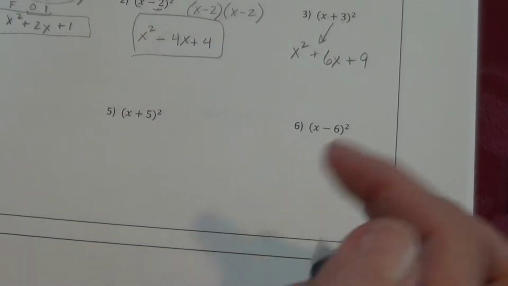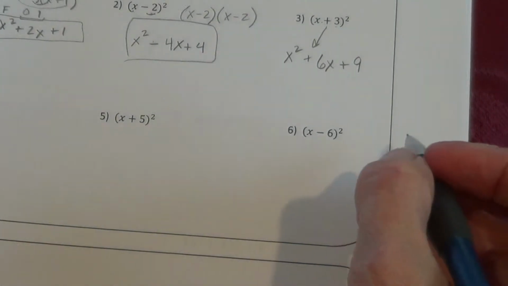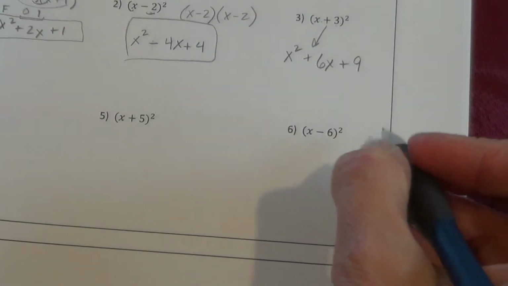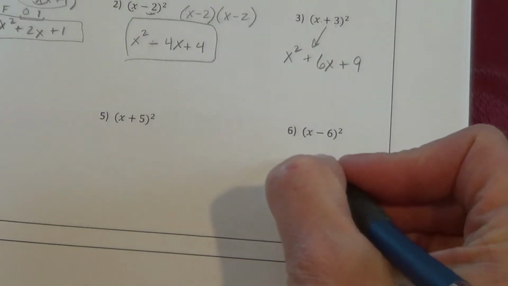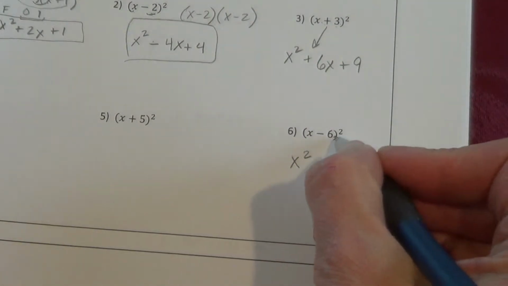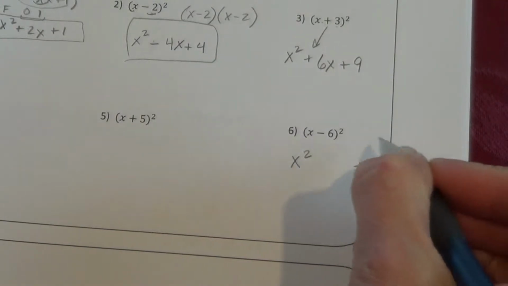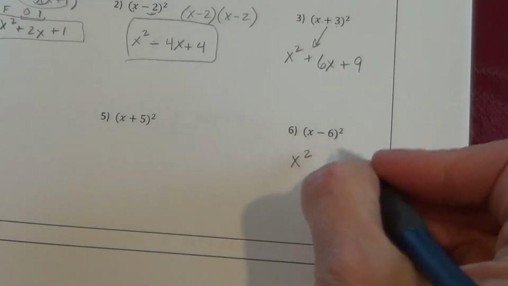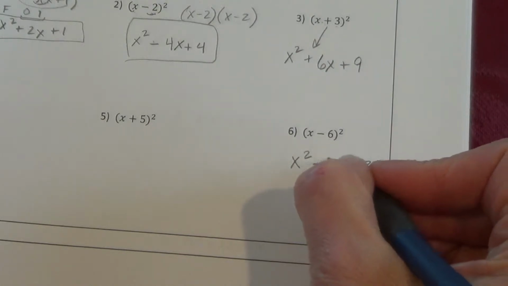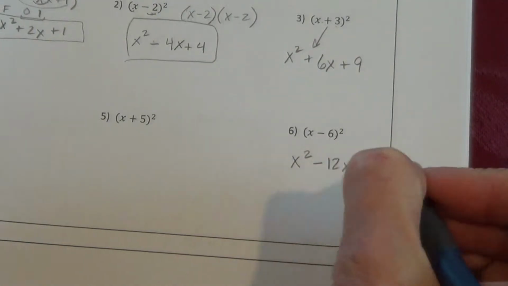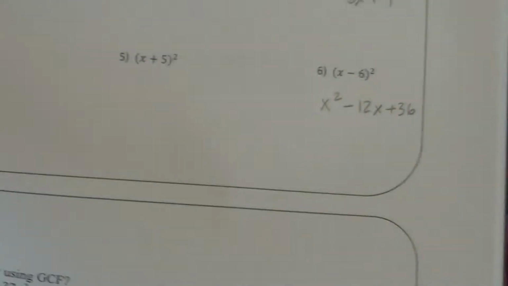If you have not been in class, please use FOIL and practice multiplying these. So the first term squared is x squared. Last term squared is positive 36. And the middle term is negative 6x plus a negative 6x, which is negative 12x. Or 2 times those two.